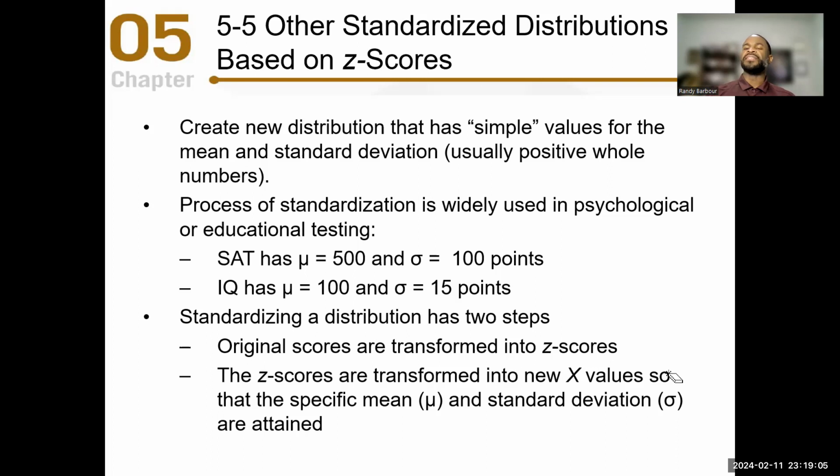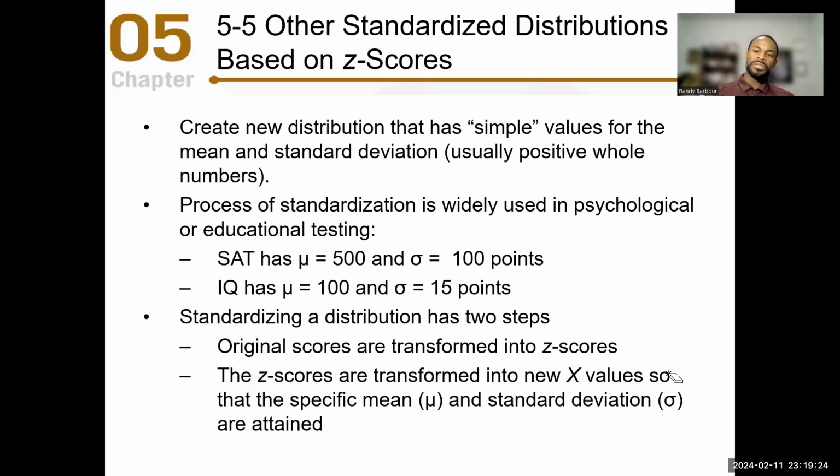So say we had an example where our mean for our original scores was 38 and our standard deviation was 4. But I really want my mean to be 50 and my standard deviation 10.